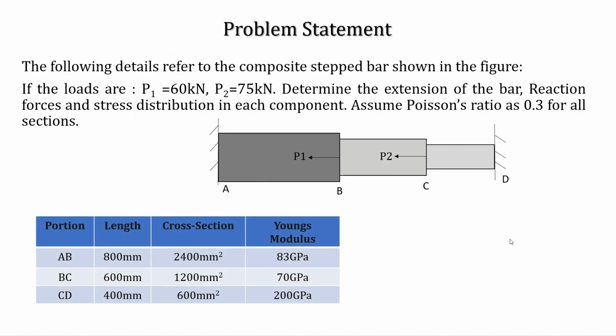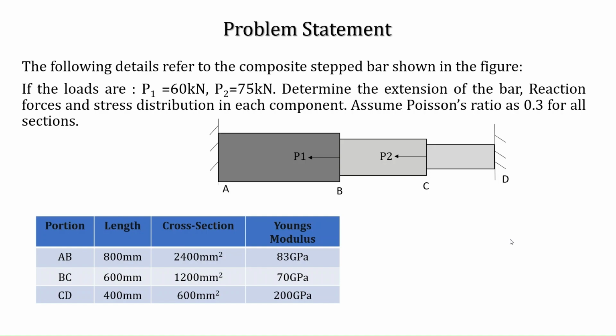We have a composite bar, shown in the figure, consisting of three different parts, that is AB, BC and CD, and it is subjected to compressive loads as shown in the figure. The magnitude of the load is 60 kilonewton, that is P1, and 75 kilonewton, that is P2. We need to determine the extension of the bar and also the reaction forces and the stress distribution in each component of the stepped bar, assuming the Poisson's ratio to be 0.3.